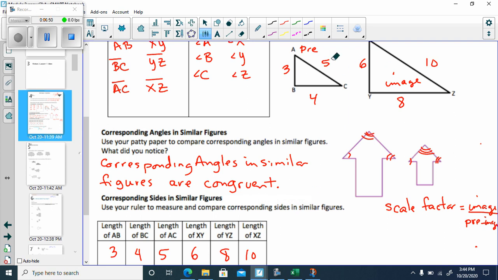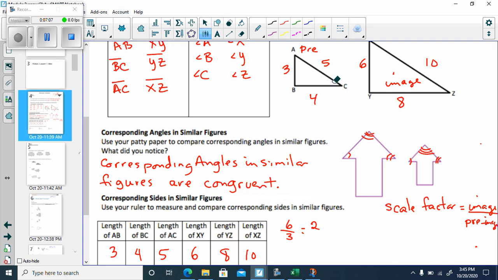AB and XY, they're corresponding sides. This is my image side, this is my pre-image side. So I'm going to put those over each other to find the scale factor between those two sides. And the scale factor between those two sides is 2. 6 divided by 3 is 2.